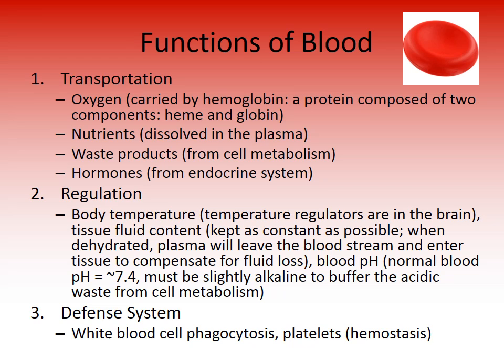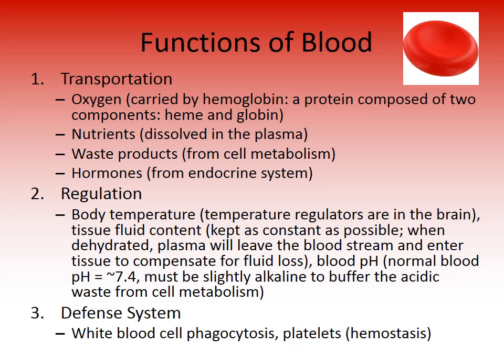And it regulates blood pH. We talked about this in, I do believe, the very last PowerPoint. Normal blood pH roughly runs around 7.4, and it must be slightly alkaline to buffer the acidic waste from the cell metabolism. The CO2 that's produced from cell metabolism is actually acidic, and therefore our blood pH needs to be slightly alkaline to buffer that. And in the last PowerPoint, we talked about that pH and the receptors in the medulla oblongata that measure that pH and then adjust our respiration rate accordingly to compensate for any kind of fluctuation in that 7.4 pH.